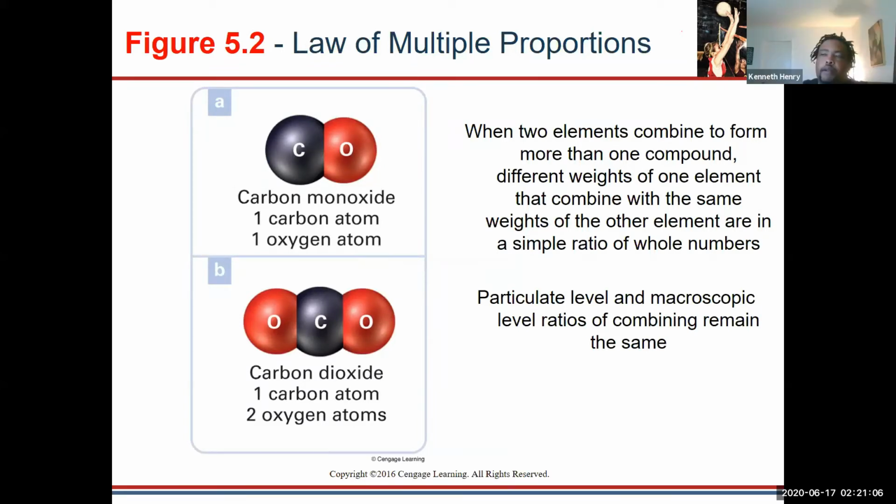So we have carbon monoxide. What is the ratio of carbon to oxygen in carbon monoxide? Mono means like one. Okay, so it's a 1-to-1 ratio, right? So carbon dioxide, what is the ratio of carbon to oxygen? 1:2. Carbon monoxide and carbon dioxide are two totally different compounds.